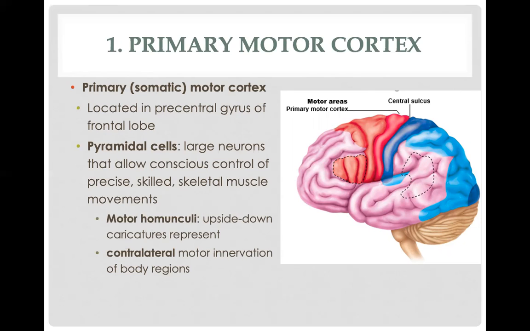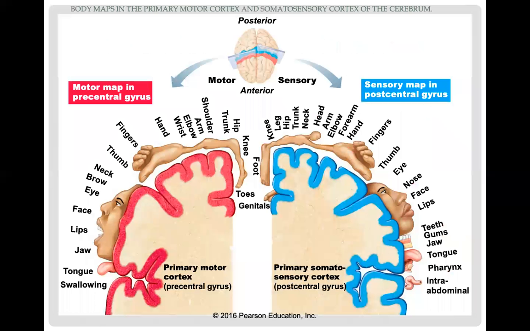You also have these things called pyramidal cells. These are large clusters of neurons that are essential for the ability to create conscious control and precise movement of your skeletal muscle. Here is a depiction. Your hands and your face, as well as your tongue, have a large area dedicated to them because you want to have fine motor movement when it comes to your fingers and your facial expressions.